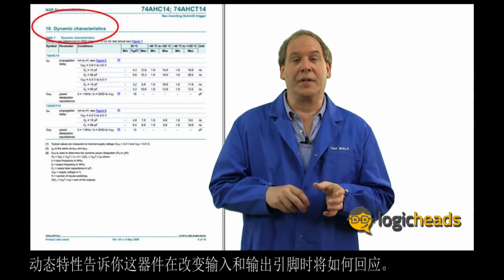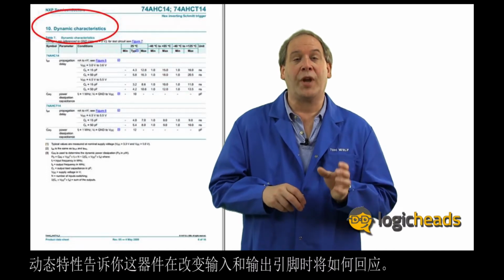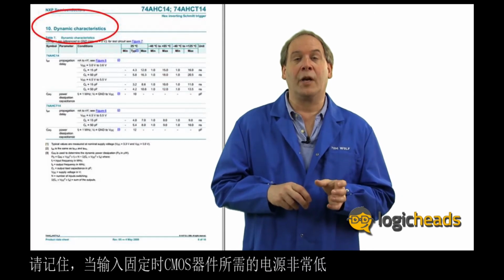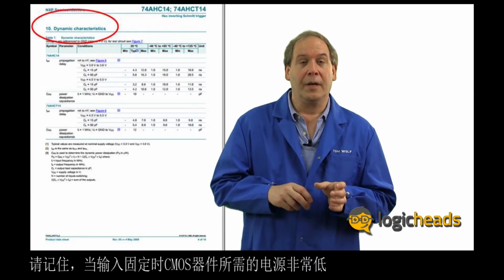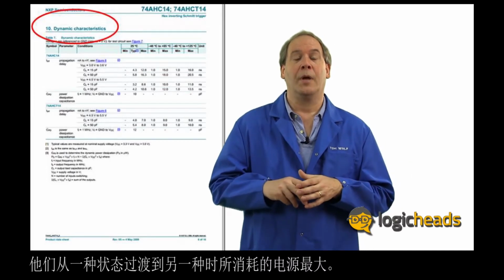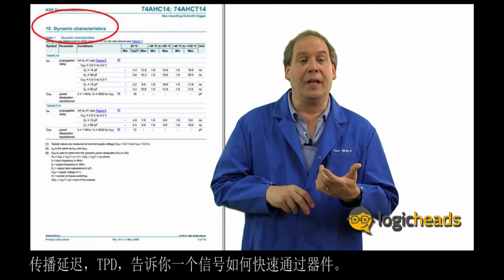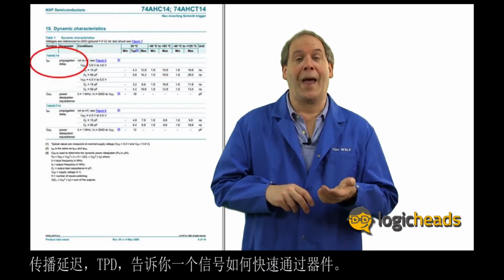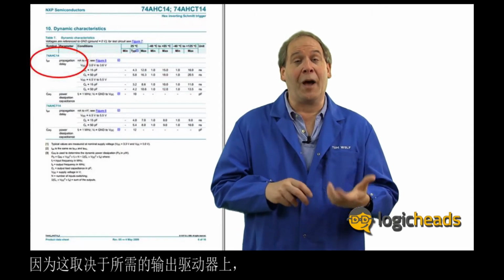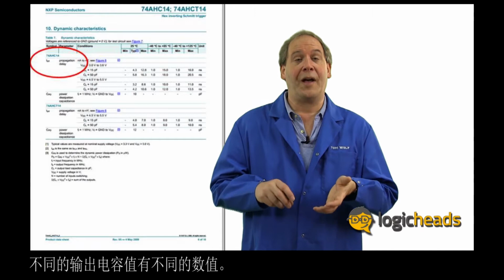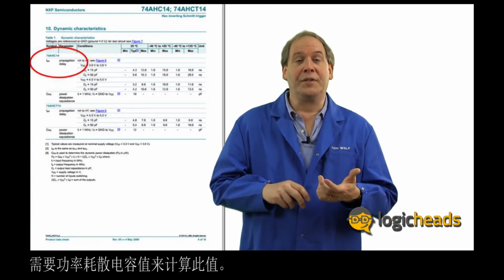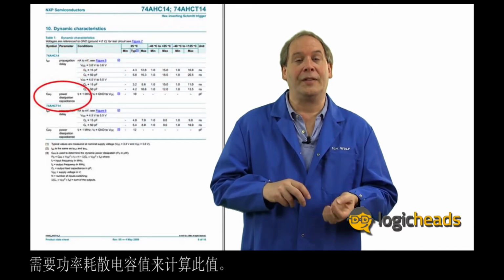The dynamic characteristics tell you how the device will respond to changes to the input and output pins. Remember that CMOS devices are very low power when the inputs are fixed, but they consume the maximum power when they are transitioning from one state to another. The propagation delay, TPD, tells you how fast a signal can pass through the device from the input to the output side. Since that depends on the output drive required, there are different values depending on the output capacitance. The power dissipation capacitance value is needed to calculate this value.